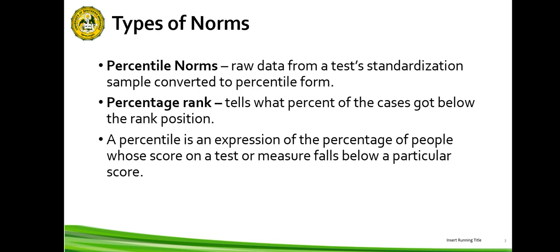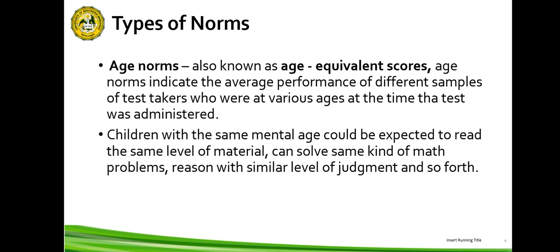Now to proceed to age norms. Age norms are also known as age equivalent scores. Age norms indicate the average performance of different samples of test takers who were at various ages at the same time the test was administered. Children with the same mental age could be expected to read the same level of material, can solve the same kind of math problems, reason with a similar level of judgment, and so forth.